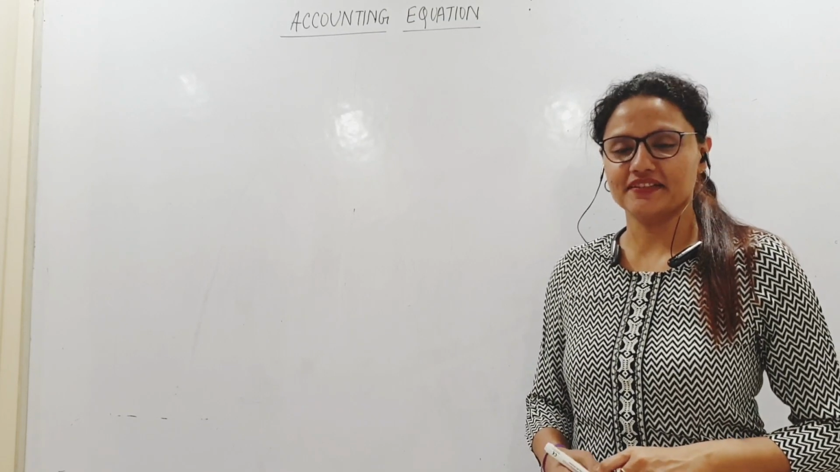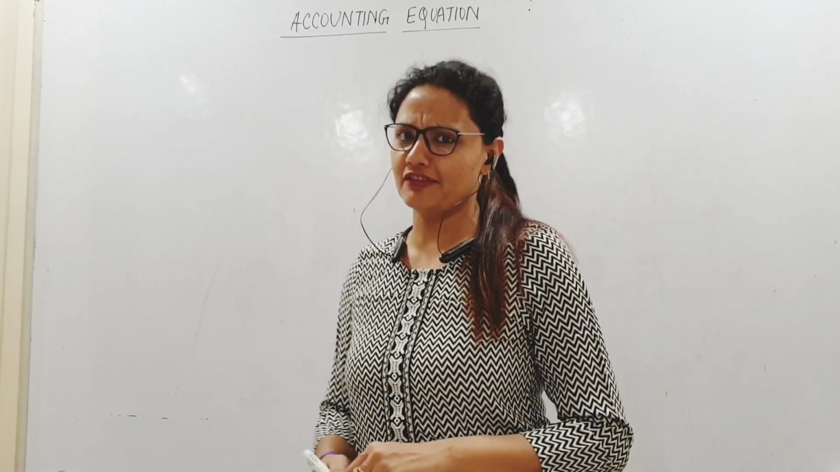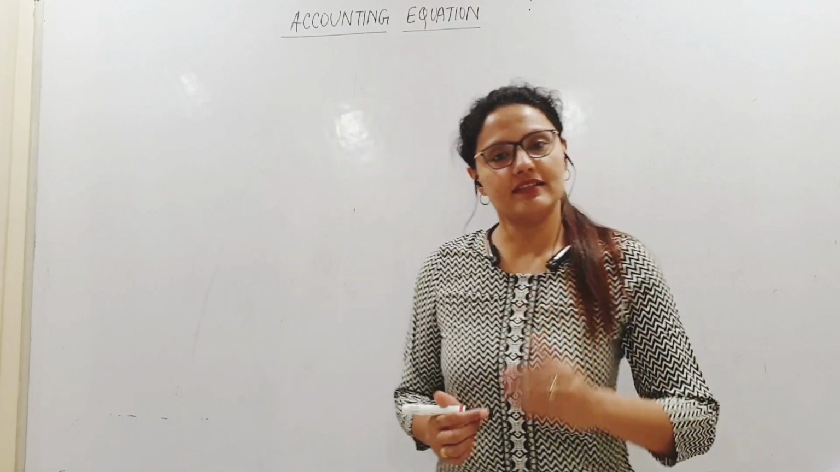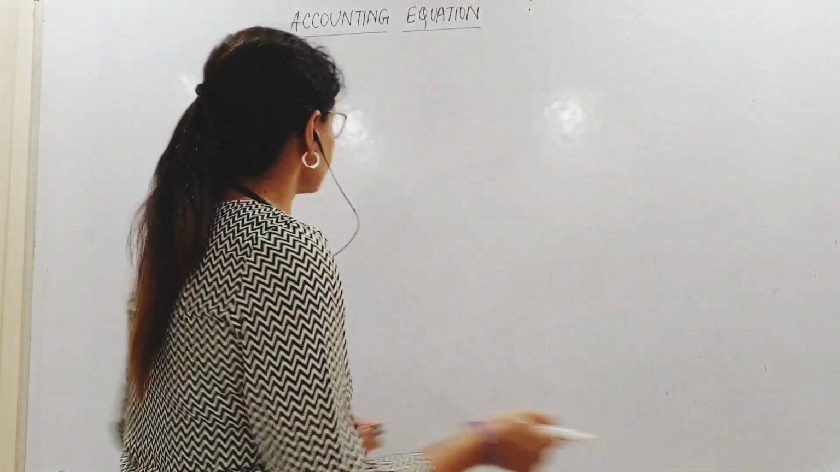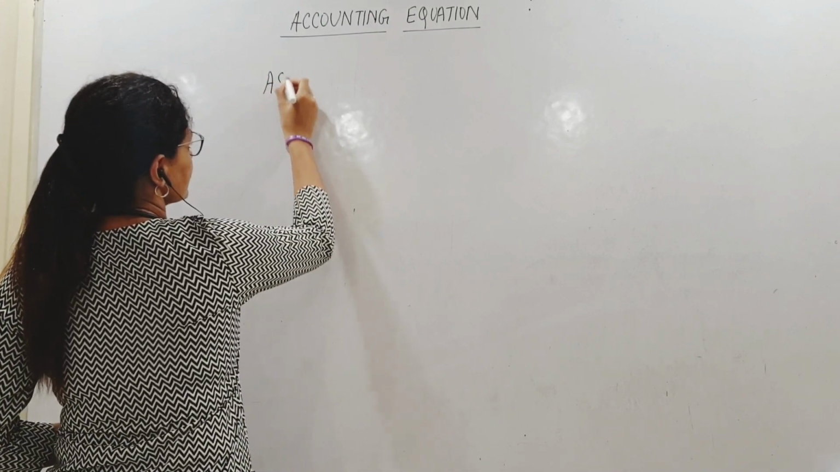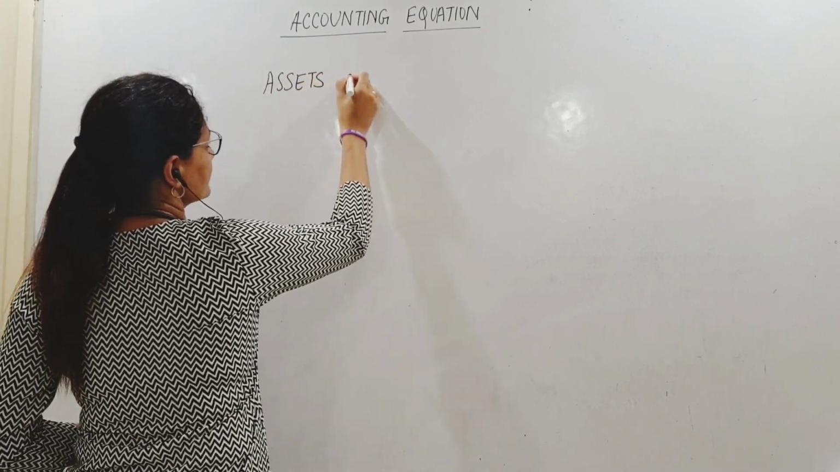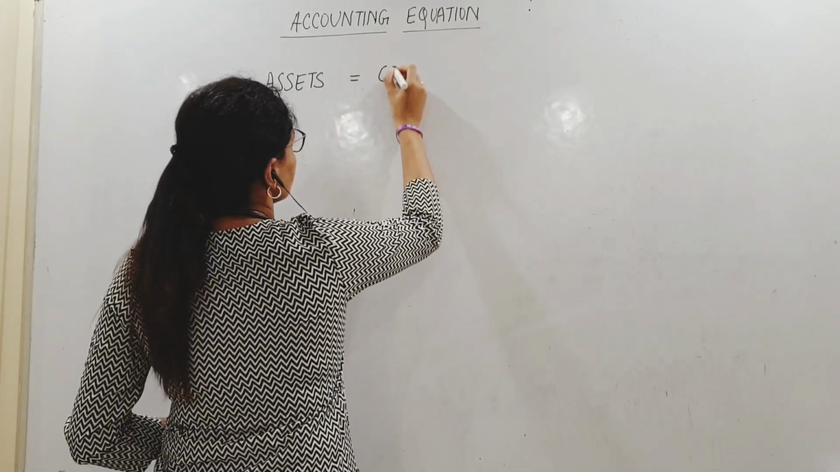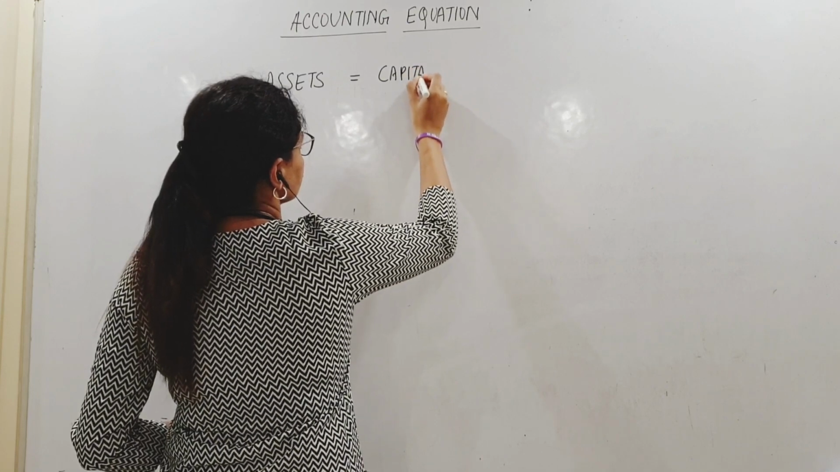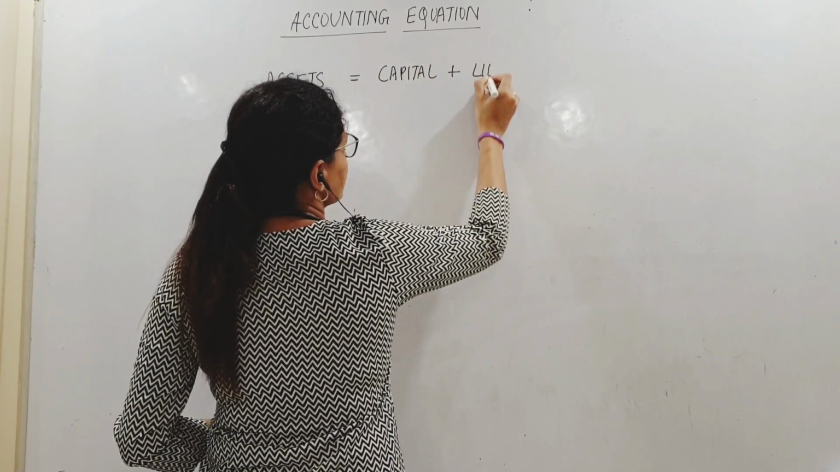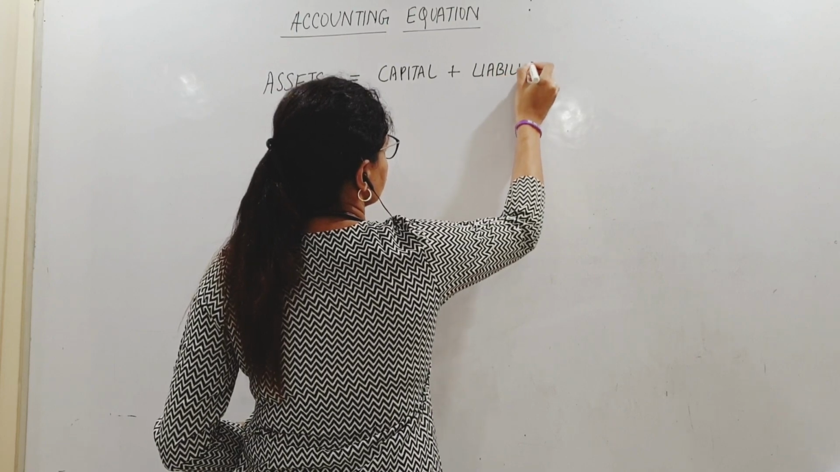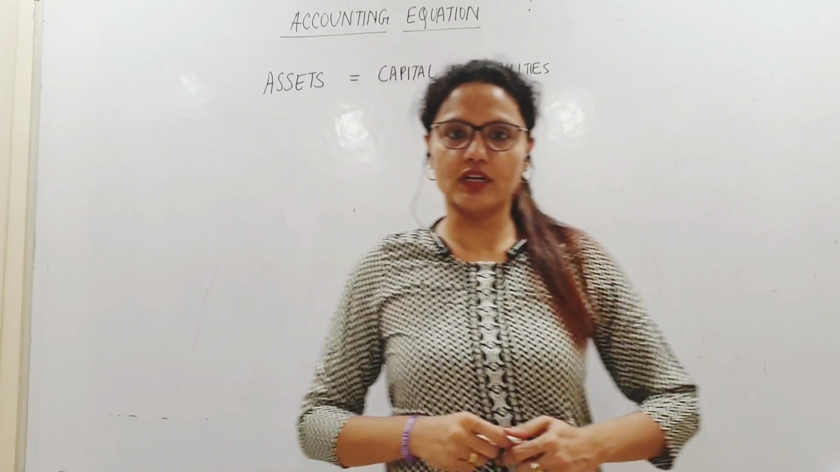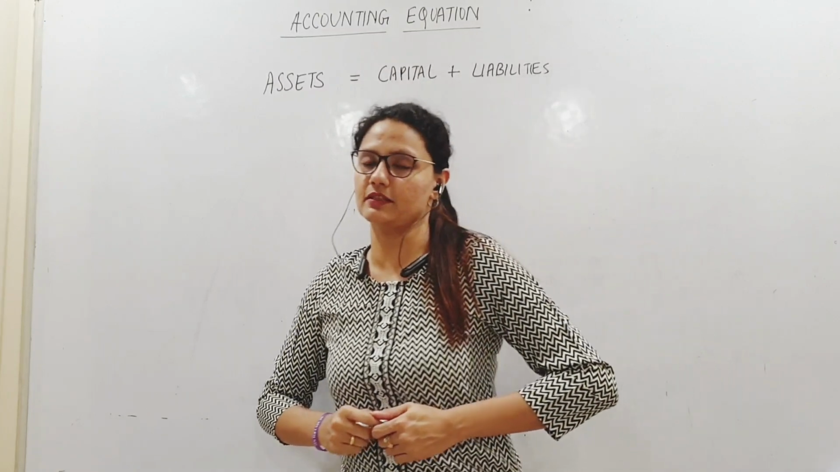Okay, so I think this PPT has given you a brief understanding of what we are talking about, the equation, yes? So what did you see in the PPT? That all my assets taken together will always be equal to my capital plus liabilities. Right? See, capital is also a liability when it comes to the business point of view.